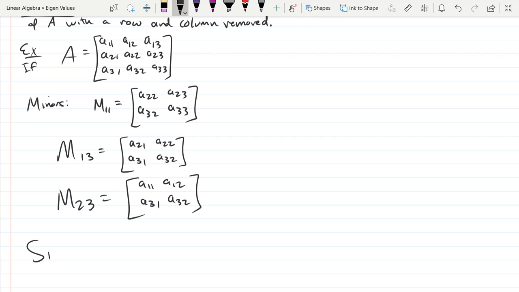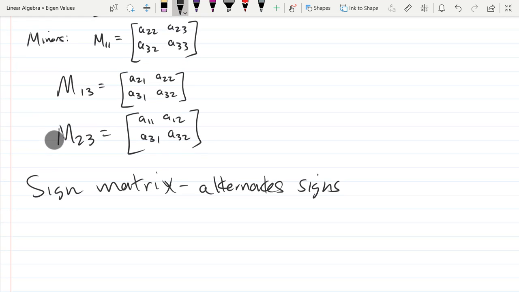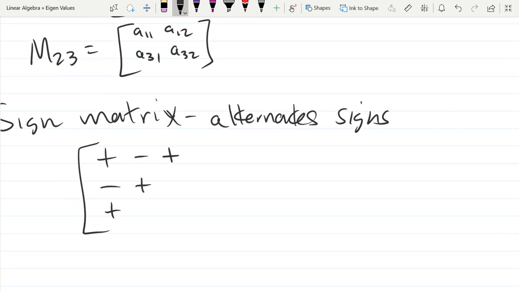Now we're going to write out a sign matrix. And all the sign matrix does, it has alternating signs. So if we have a 3x3 sign matrix, you always start with positive. And when you go across a row or down a column, you just alternate as you go. So it's going to go plus, minus, plus. Now I'm going to fill in column 2. I'm alternating signs as I go down off of that negative sign in column 2. So it's going to go minus, plus, minus. Now we're going to do column 3. It's plus, minus, plus.